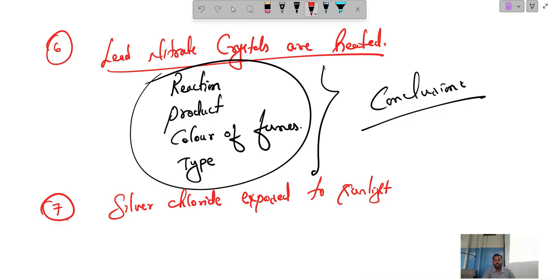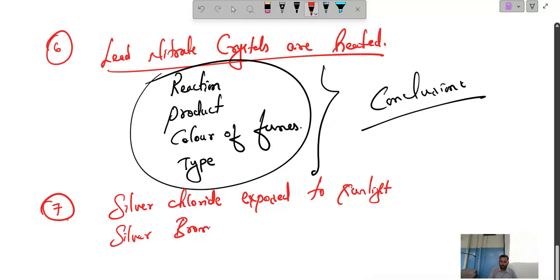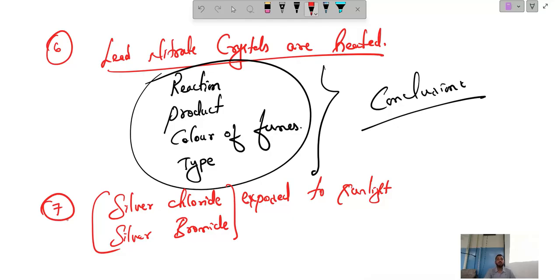Silver bromide and silver chloride, both if you want you can write. When we have exposed both of these to sunlight, I hope you remember the decomposition reaction. Silver chloride and silver bromide. Silver chloride we have kept in a china dish in the presence of sunlight. Remember, you will find it in your textbook.